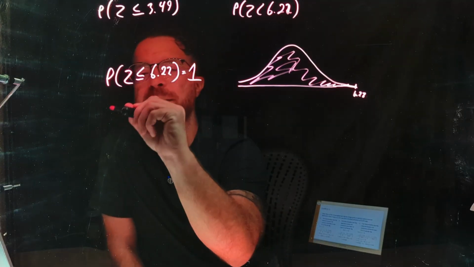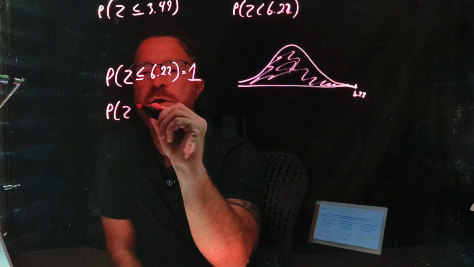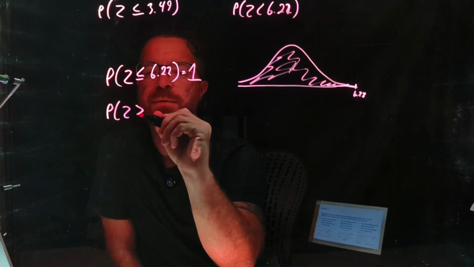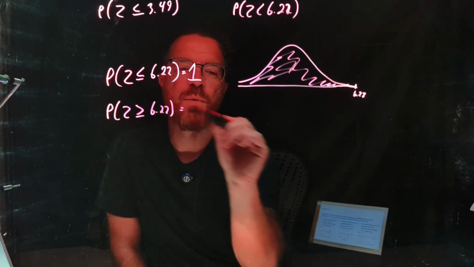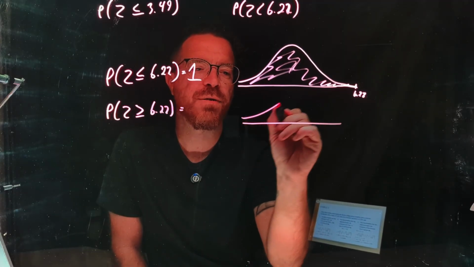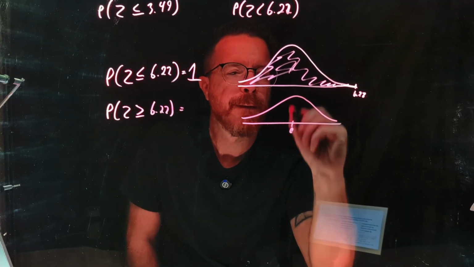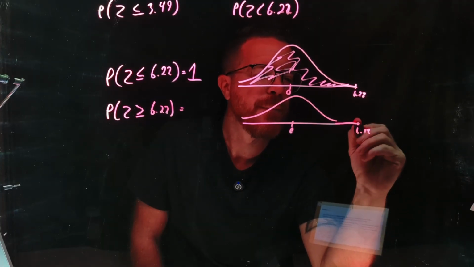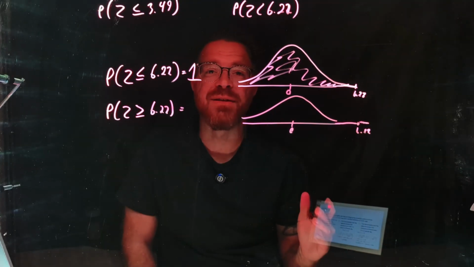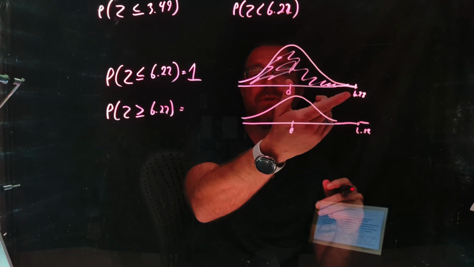If we have the probability that z is greater than or equal to 6.22, this would be the case where we have our standard normal distribution, and we have a value way out here, and we're looking at everything to the right of it. Well, kind of the inverse of the first example.